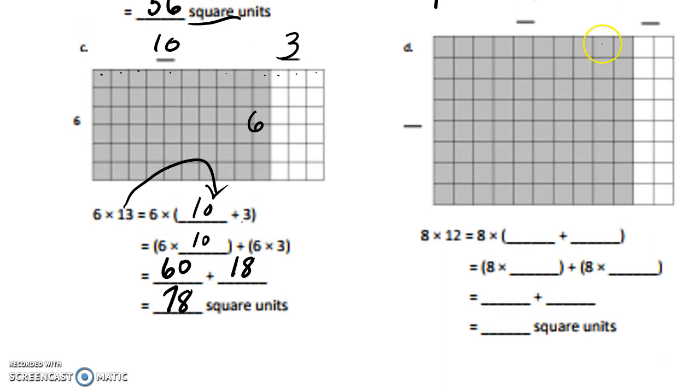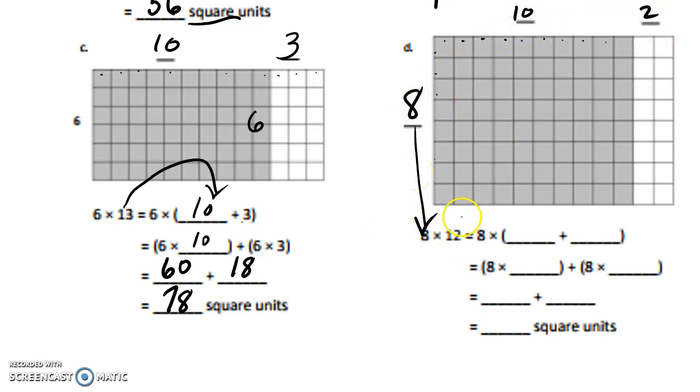We've got several blanks. So how many rows do we have? 1, 2, 3, 4, 5, 6, 7, 8. And that ties to that. Okay, now I've got 1, 2, 3, 4, 5, 6, 7, 8, 9, 10. Surprise, surprise, it's a 10. And then I've got 2 left. So I'm looking at 8 times 12, which is right here.